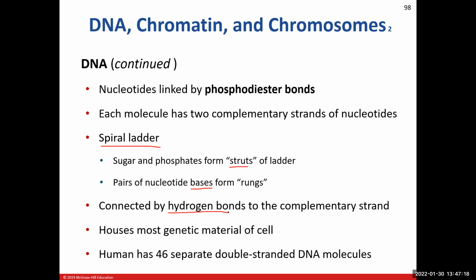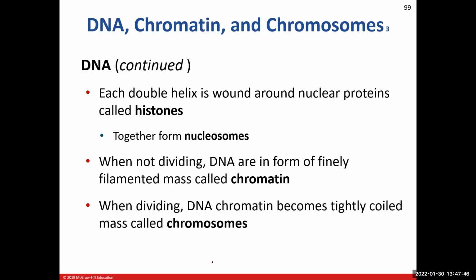And this whole configuration allows us to put all of our genetic information into each and every single one of our cells. And so for humans, we have what we call 46 separate double-stranded DNA molecules. Or you might hear terms like humans have 46 chromosomes. So that leads me to the next thing. What is a chromosome?